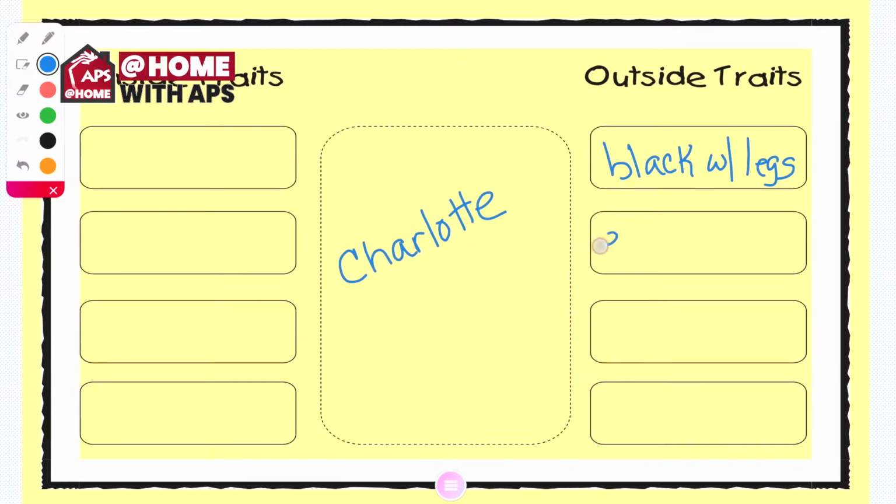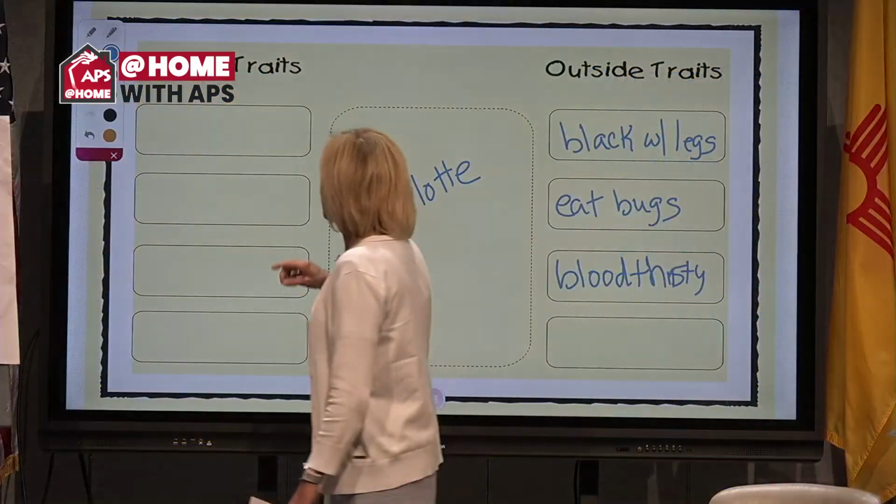Well, they eat bugs, don't they? And that's actually a really good thing. How about they're bloodthirsty? Remember, she said she feeds the blood of the bugs to her babies. So she is bloodthirsty. Let's go over and look at our inside traits because we have this happening on the outside, but we have something very deeper happening inside.